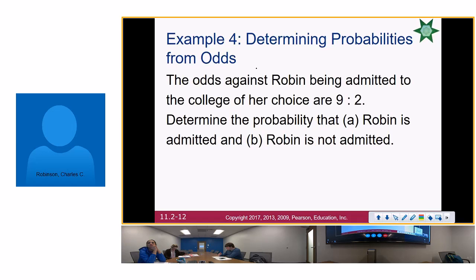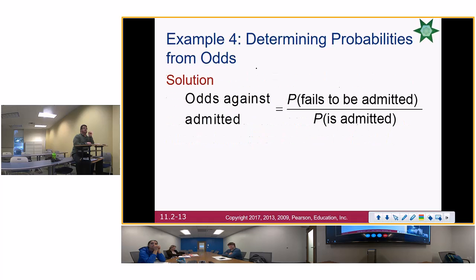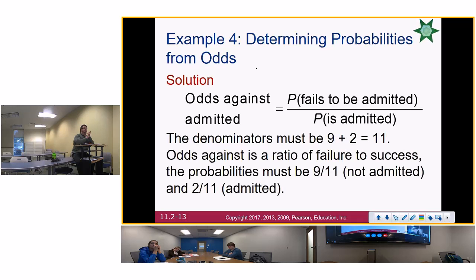So you're going to have to put it. What are the odds against? Odds against is the probability of failure over the probability of success. So that's 9 over 1 over 2 over 1. I think it's what they're going to. Let me see. Yep, 9, 11, sorry. So that's 9 over 11 over 2 over 11. You've got to find the n first. 9 plus 2 is 11.